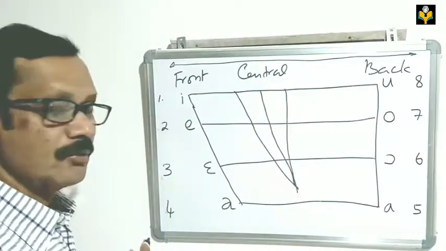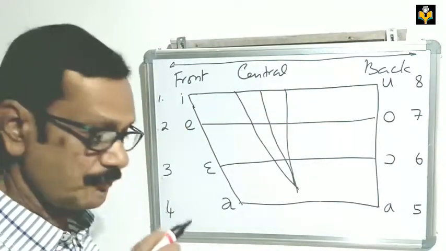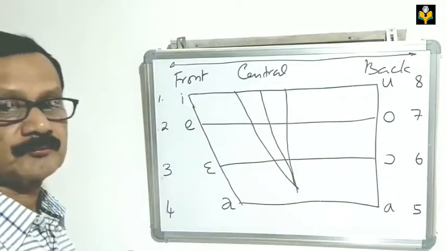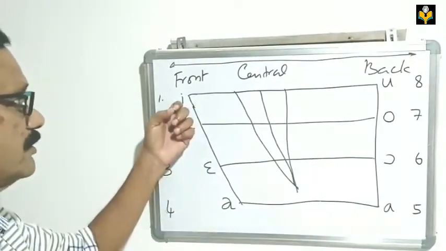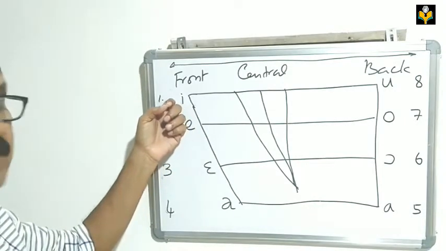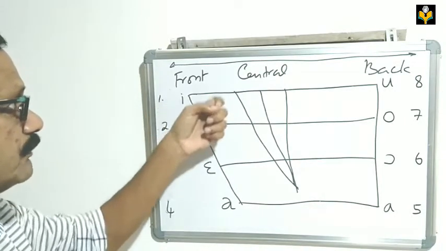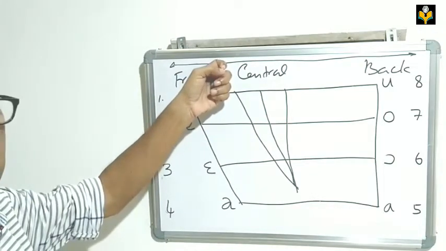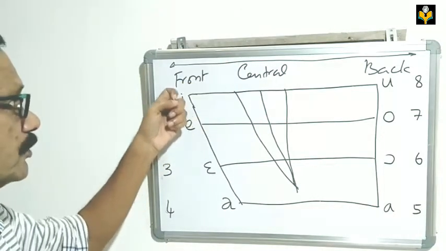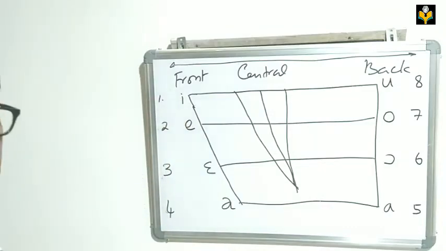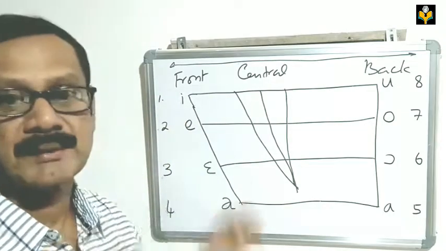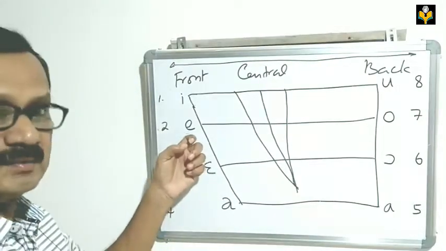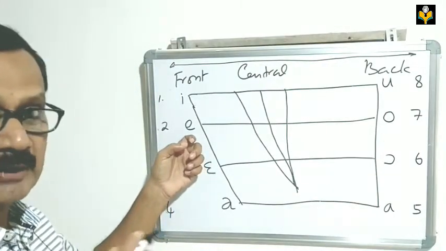This maybe we can call it as a front, close, unrounded front vowel. It is front, it is close because the position is very close. It is the roof of the mouth: front, close, unrounded. That is, the lips are spread. Then the next, we can call it A for convenience.